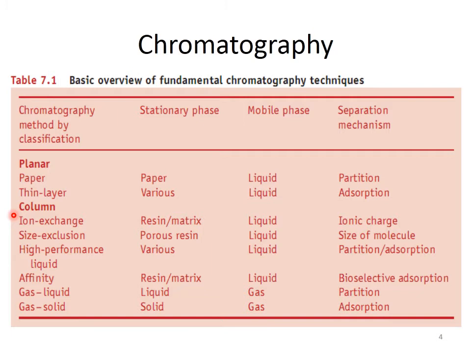As opposed to planar chromatography, in column chromatography, the stationary phase is present in a cylindrical column, and the molecules to be separated are allowed to move through that column.